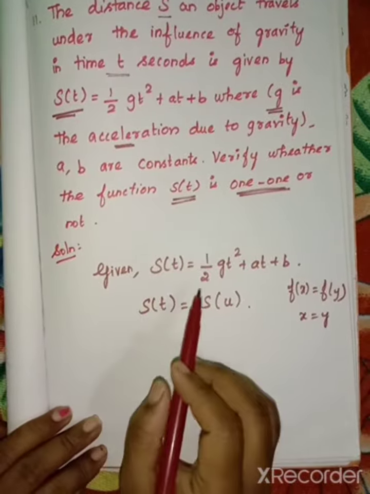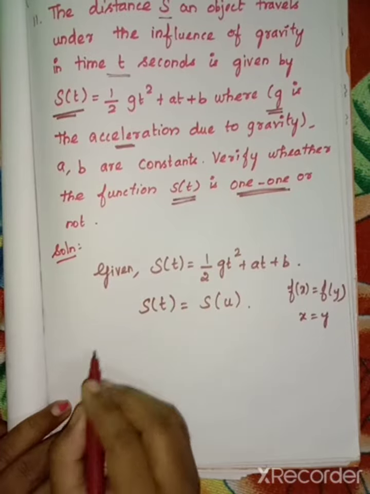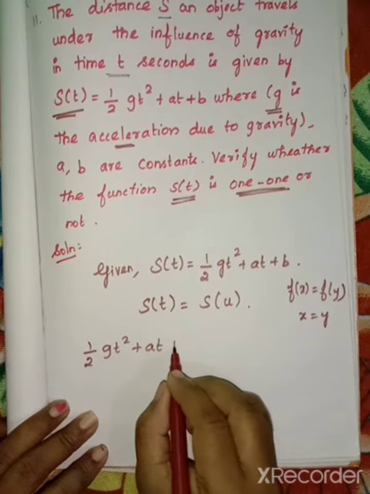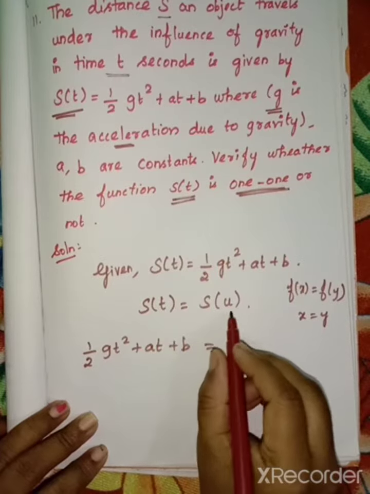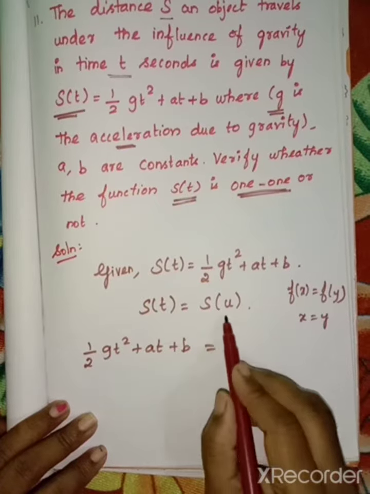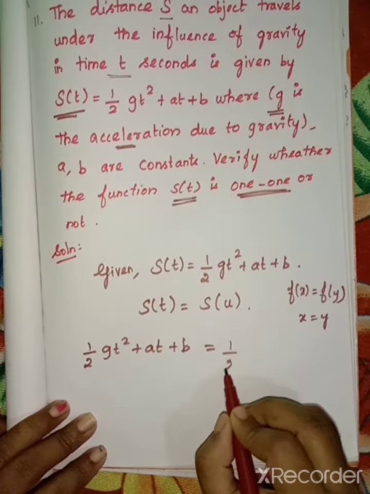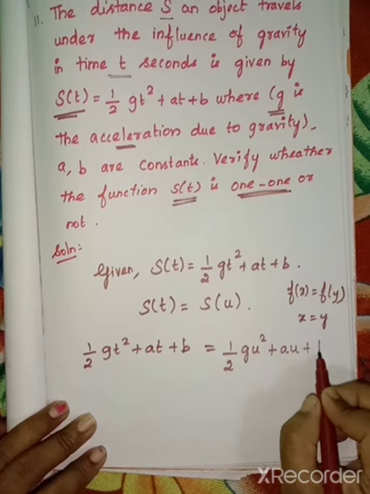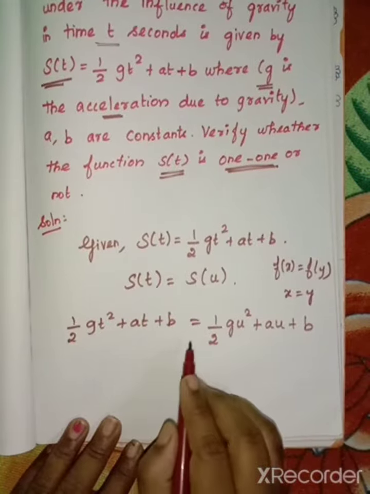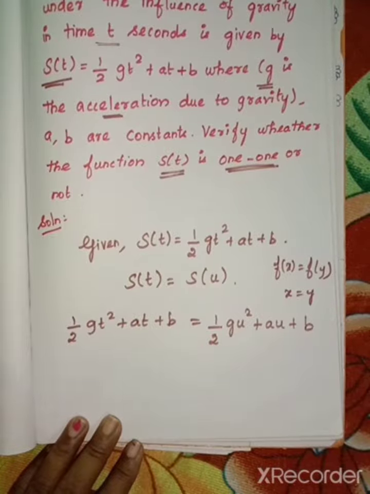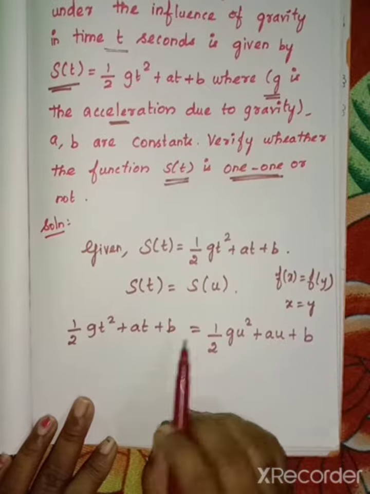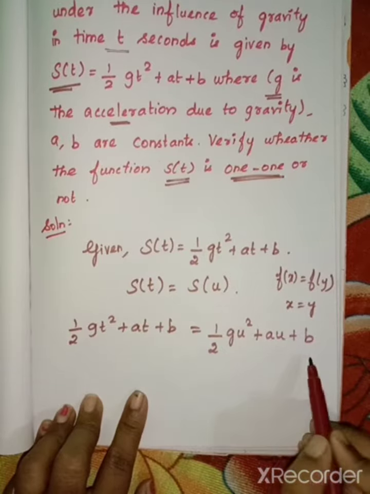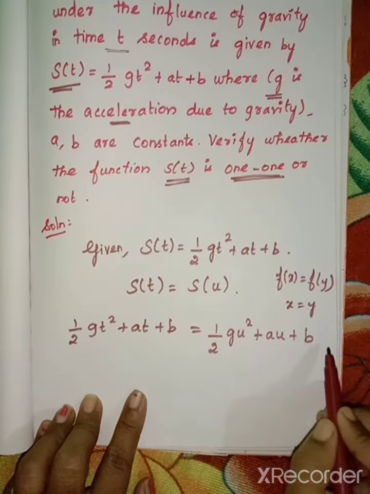So first of all, we want to substitute S of t as given. So 1 by 2 gt squared plus at plus b equal to, here we have S of u. In place of t, we want to substitute u. So 1 by 2 g u squared plus au plus b. Already I have said, in between we have an equal sign, so we can cancel the same variable and also the same sign. Here we have plus b, here also we have plus b. It will go to that side as minus b.